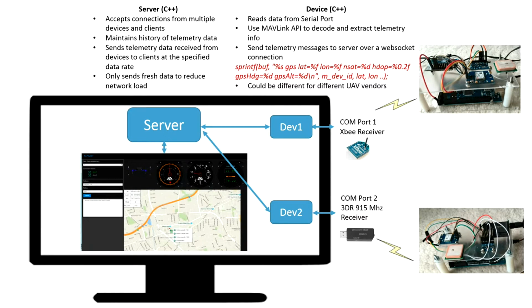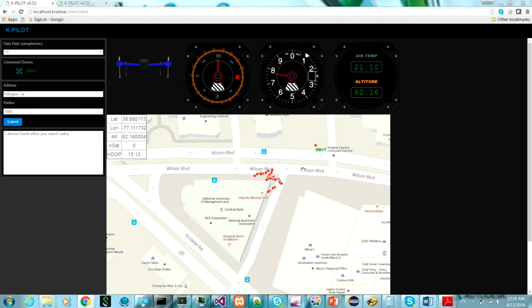A client is a program that receives telemetry data from the server and presents it to the user through suitable visualizations. For example, an instrument dashboard to visualize orientation, heading, altitude, and a map to see the position of the UAV. A client can also have panels for mission planning, setting various UAV parameters, and so on. Our client is written entirely in HTML5 and JavaScript and can run on any browser. Let us now see our system in action.